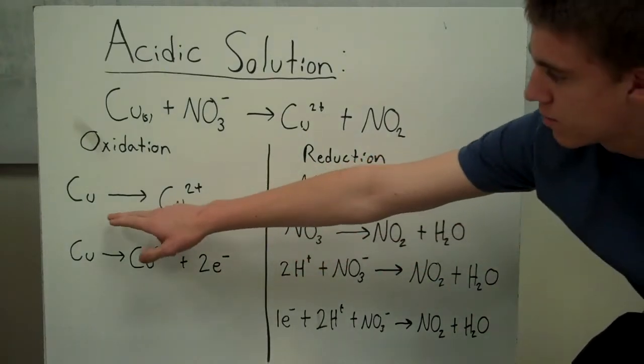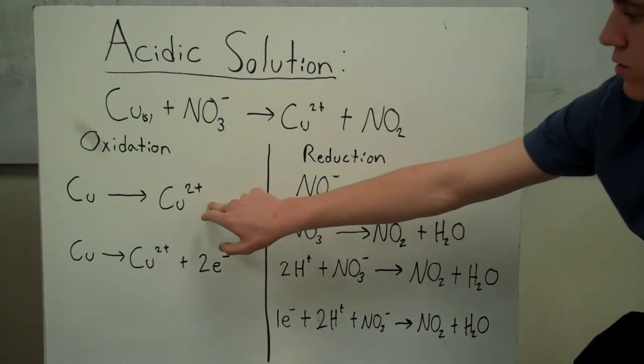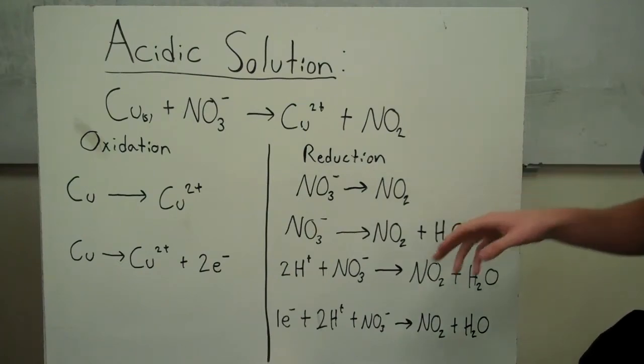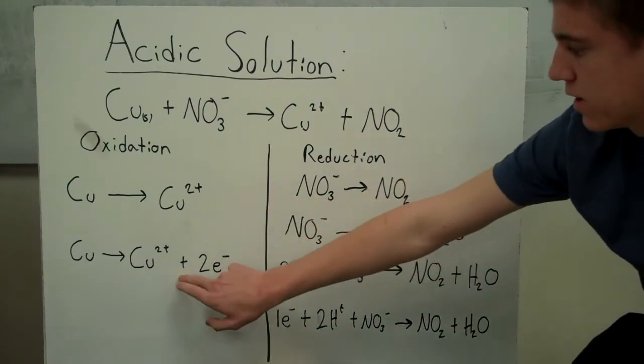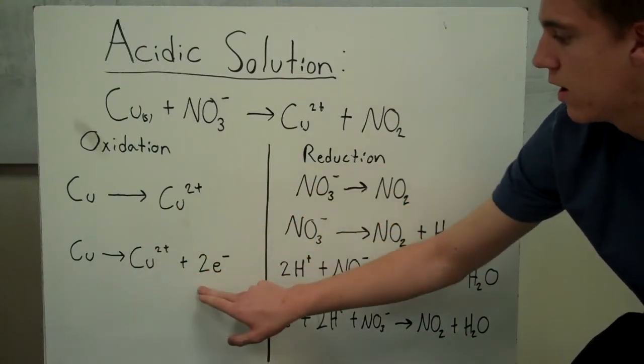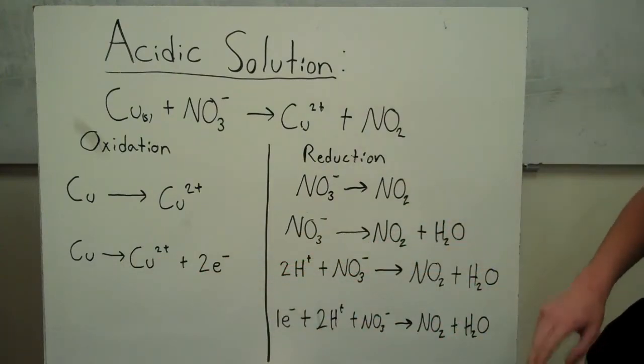We see that the copper going to the copper 2 ion is an oxidation because it's losing 2 electrons, which means the other one is reduction. For this one, you can simply just add 2 electrons to one side because it's already balanced according to mass. And then when you add the 2 electrons, it's balanced according to mass and charge.